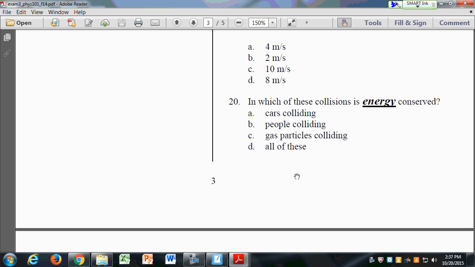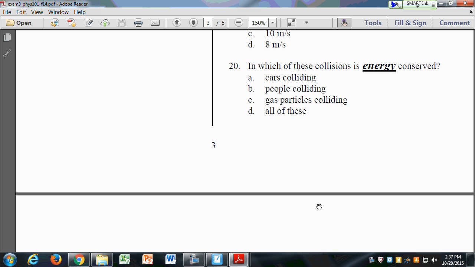Elastic, right. And in these, the gas particles colliding. So elastic collisions, that's really the only good example. Anytime you have charged particles that are coming together, those are elastic collisions. There aren't really many true elastic collisions, but every other collision is inelastic.